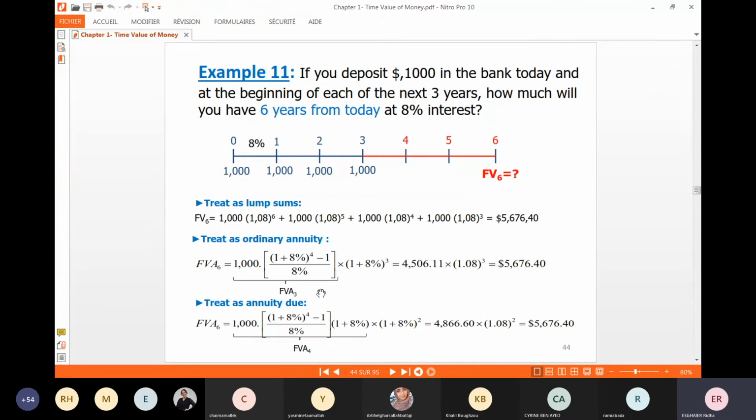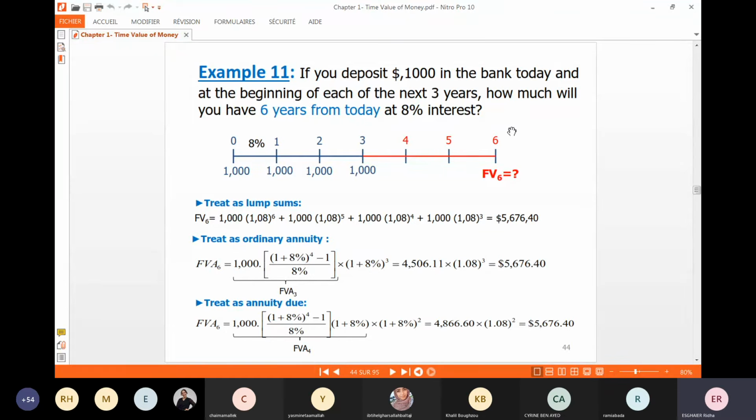1,000 times 1 plus 8% power the number of years. From 0 to 6 we have n minus t years, 6 minus 0 years, so power 6. The second 1,000 will be deposited for 5 years, from 1 to 6, n minus t, 6 minus 1, 5 years. 4 years for the third one, and from 3 to 6, we have 6 minus 3 years for the last amount. Then we make this sum.